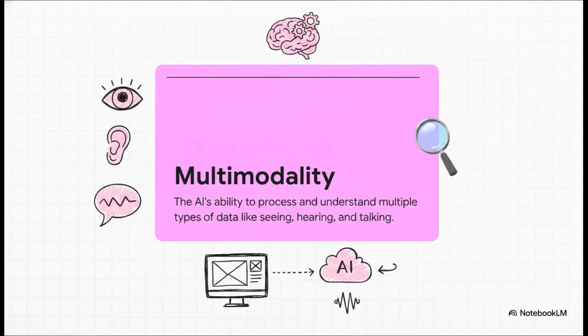Now, the real magic of AI Studio isn't just text. It's this concept called multimodality. This is absolutely crucial to understand. Multimodality is an AI's ability to process and understand multiple types of data, seeing, hearing, talking, all at the exact same time. So using the live share screen feature, AI Studio literally becomes a live companion.